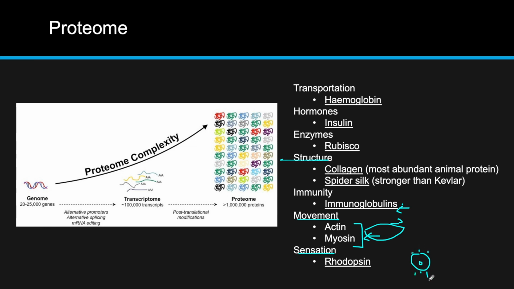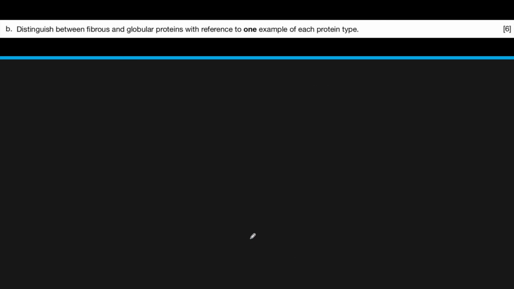So all the underlined ones are named examples that IB wants you to know, and there wasn't really any for movement, but I included actin and myosin just to give you an example there. So now on to a question that you might be asked in the paper 2 response section. Distinguish between fibrous and globular proteins with reference to one example of each type of protein. So going back to thinking of that chart, you're going to want to start naming different examples.